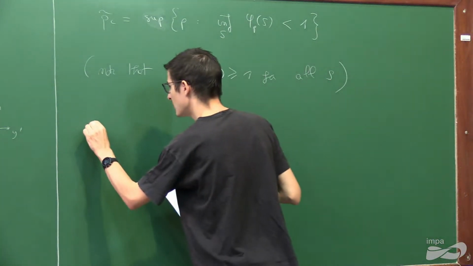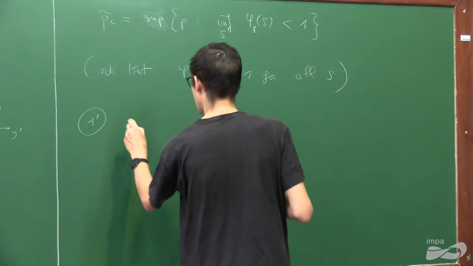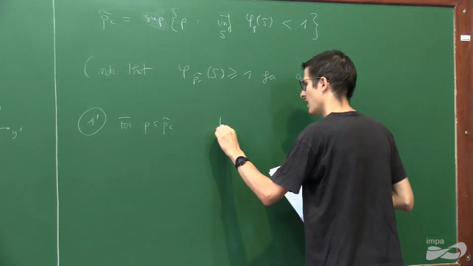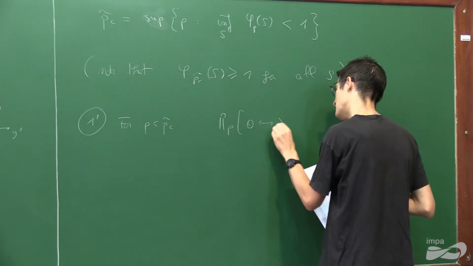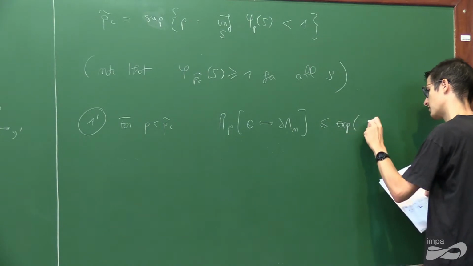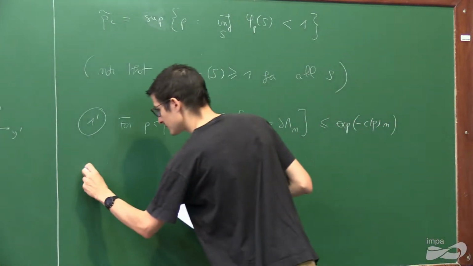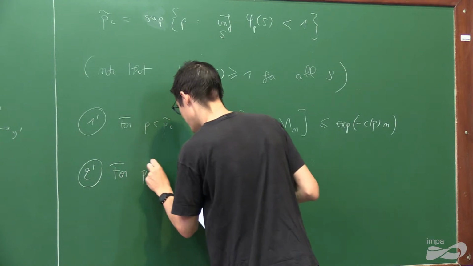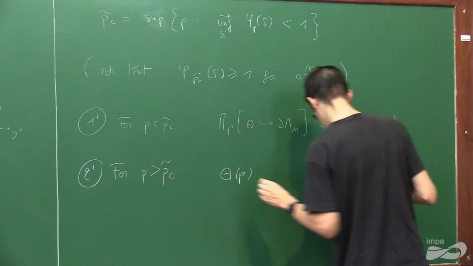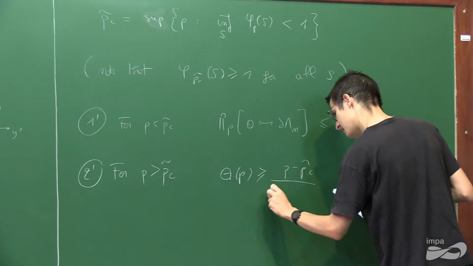So what we are going to prove is that for p smaller than p̃_c, the probability that 0 is connected to the boundary of the box of size n is smaller than exp(-c p n), and for p larger than p̃_c, θ_p is larger than this.